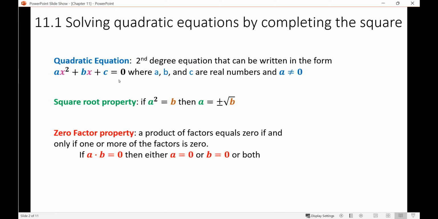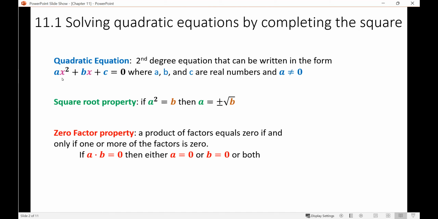Keep in mind this quadratic can be written in this form. That's what makes it a quadratic, but it doesn't necessarily mean it will be written in this form. So those are quadratic equations. They come up a lot. You want to get really comfortable with them.